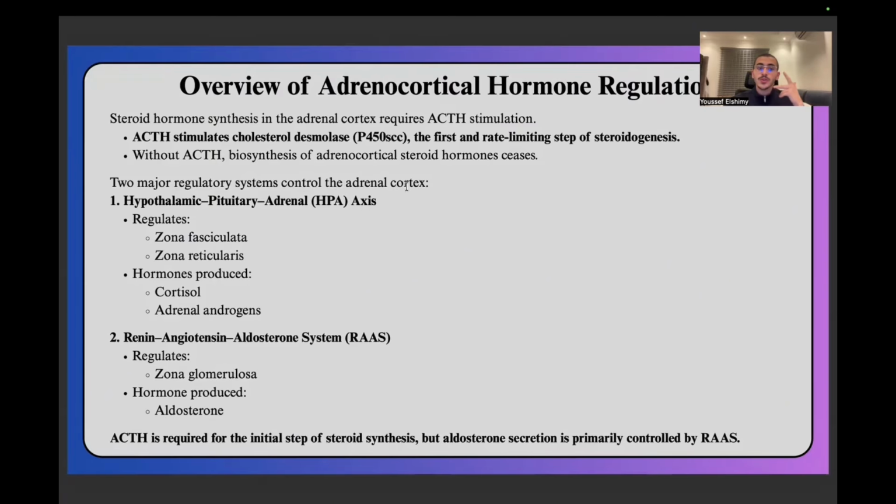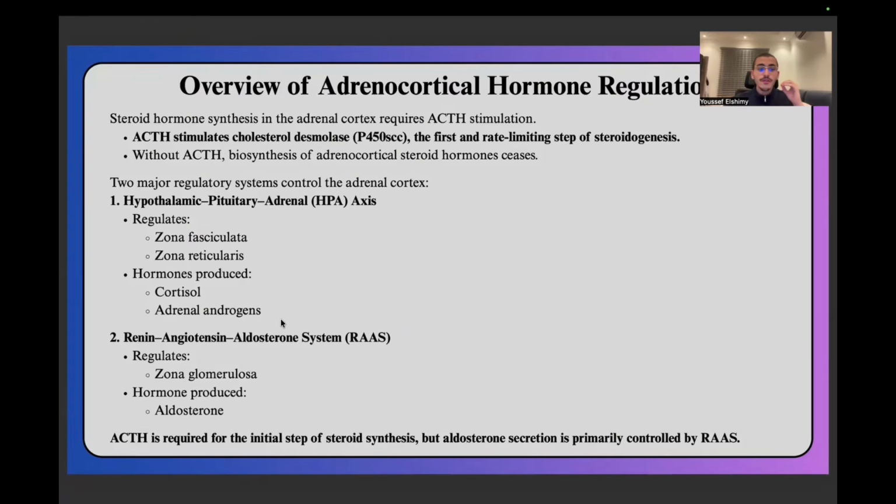But there are two major regulatory systems that control the adrenal cortex. We have the hypothalamic pituitary adrenal axis, or the HPA axis, and this regulates the zona fasciculata as well as the reticularis. So ACTH acts on the zona fasciculata in order to produce cortisol, and ACTH acts on the zona reticularis to produce adrenal androgens.